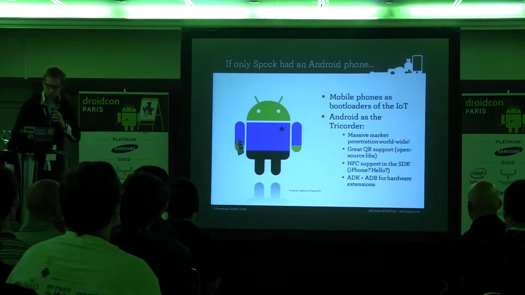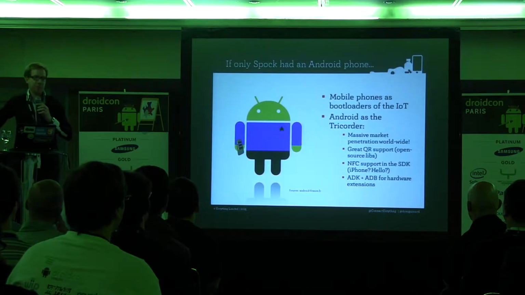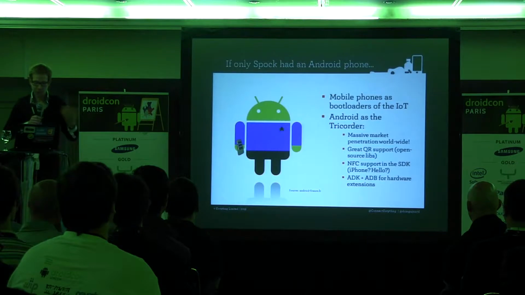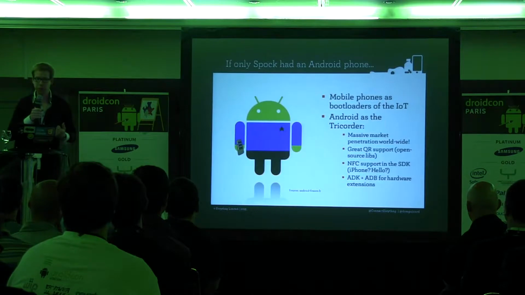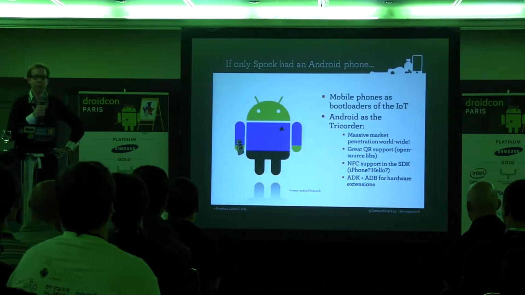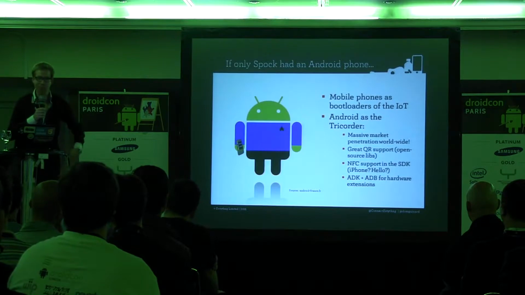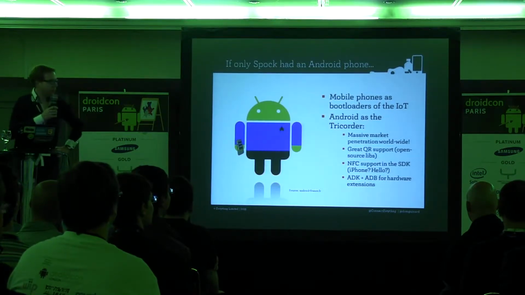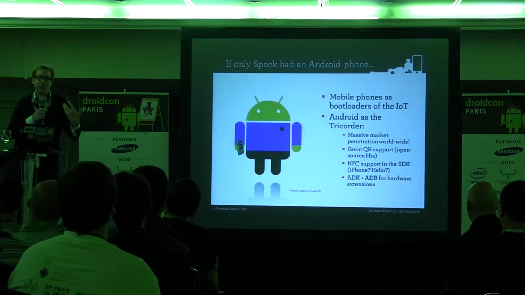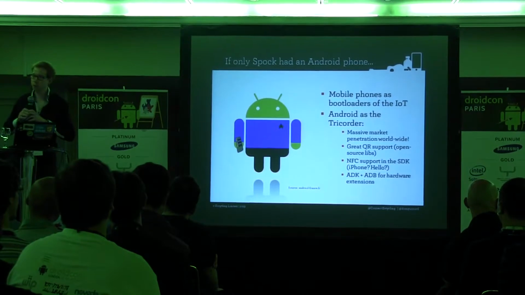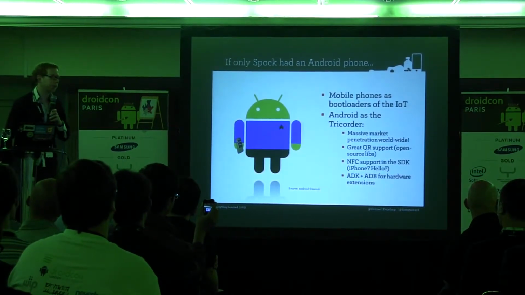Now, how does that link back to Android? Well, if only Spock had an Android phone, right? That would have been very cool. Spock had this tricorder, however you pronounce it, right? Which was some kind of a pre-smartphone that would let him know about anything in the universe. So he could scan aliens and know if they were dangerous or not. He had this device as a view on the physical world, right? And that's what we're looking for: a device that would be the view on the physical world.